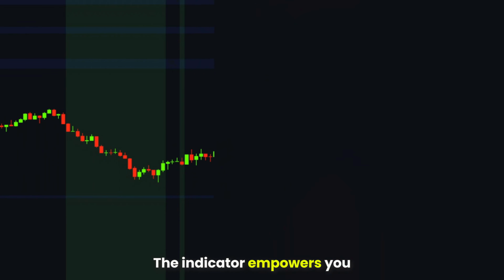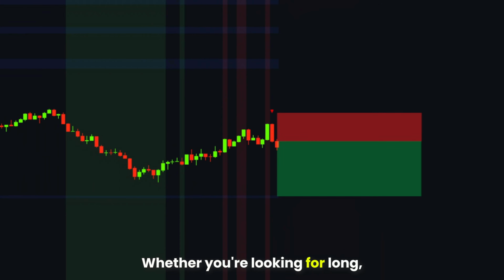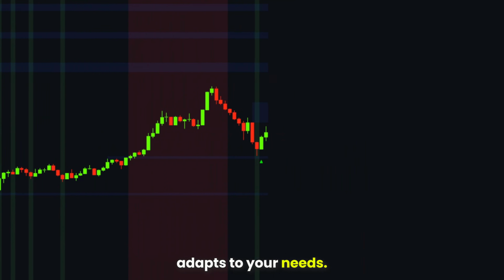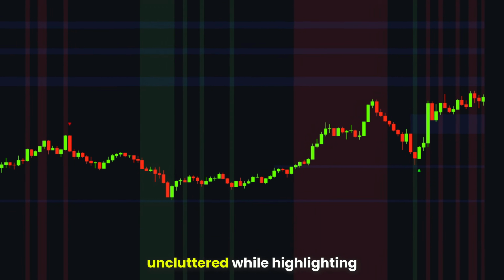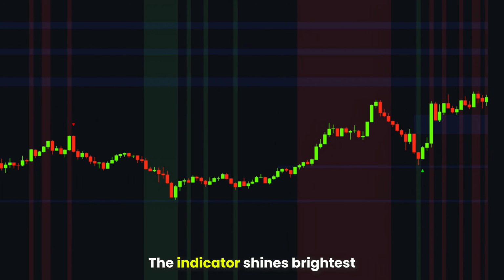The indicator empowers you to tailor its signals to your preferred trading style. Whether you're looking for long, short, or both types of setups, the indicator adapts to your needs. Additionally, you can fine-tune the signal strength for candlestick patterns, ensuring your chart remains uncluttered while highlighting only the most relevant opportunities. The indicator shines brightest in lower time frames, such as 1 to 15-minute charts, making it an excellent choice for scalpers and day traders.